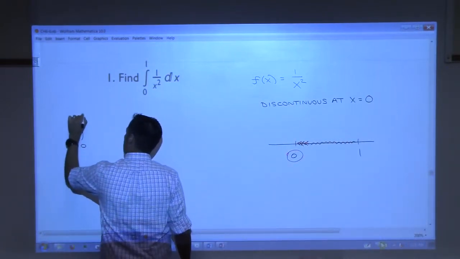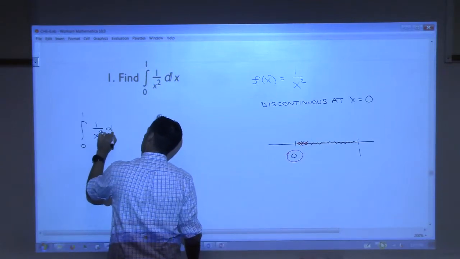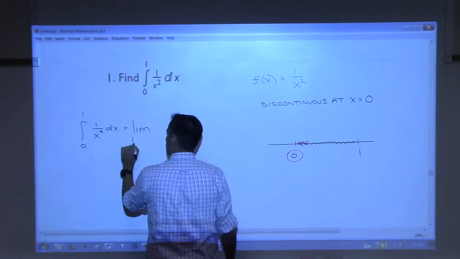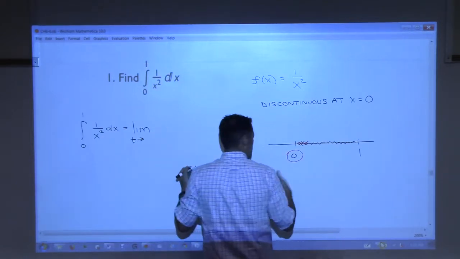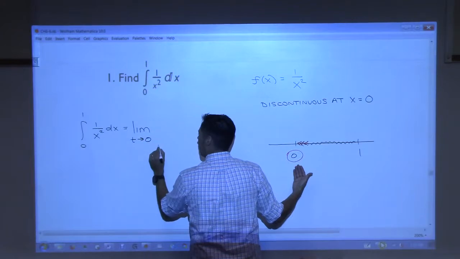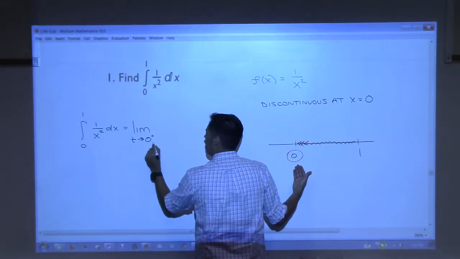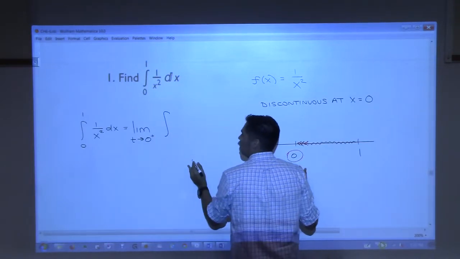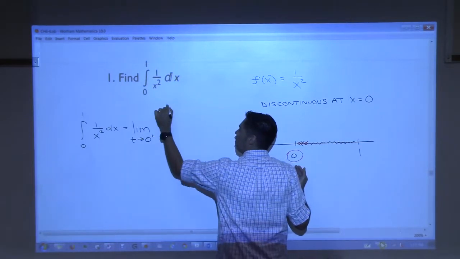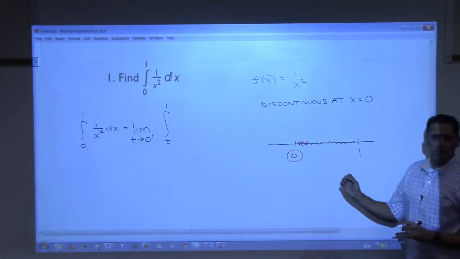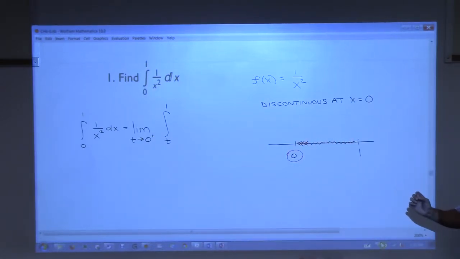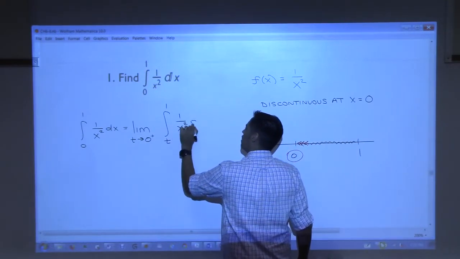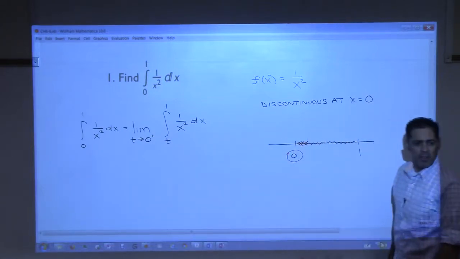The integral from 0 to 1 of 1 over x squared dx will equal the limit as t approaches what? Yeah, the discontinuity from the right side. How do I do that? Little plus sign up here. Of the integral with t here and 1 here, right? So I'm replacing the 0 with t. I'm approaching that 0 from the right. And then it's just the integrand. Nothing's changed there. So any questions with that?